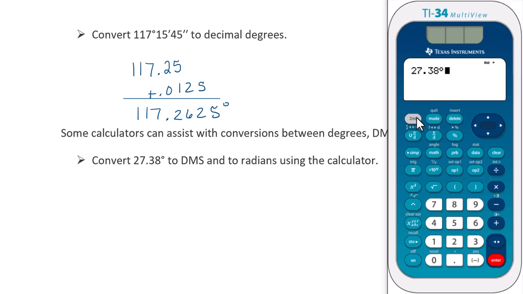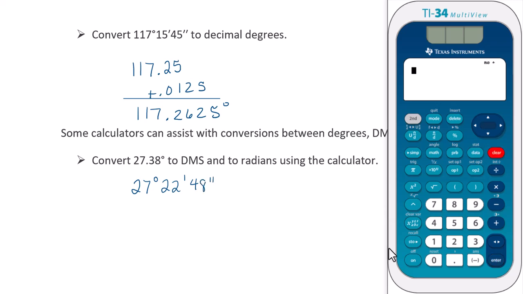Now go back into that angle menu, and if you scroll down, you'll see degrees, minutes, and seconds. Hit enter. So this is going to take 27.38 degrees and convert it to degrees, minutes, and seconds format. That would be 27 degrees, 22 minutes, 48 seconds.